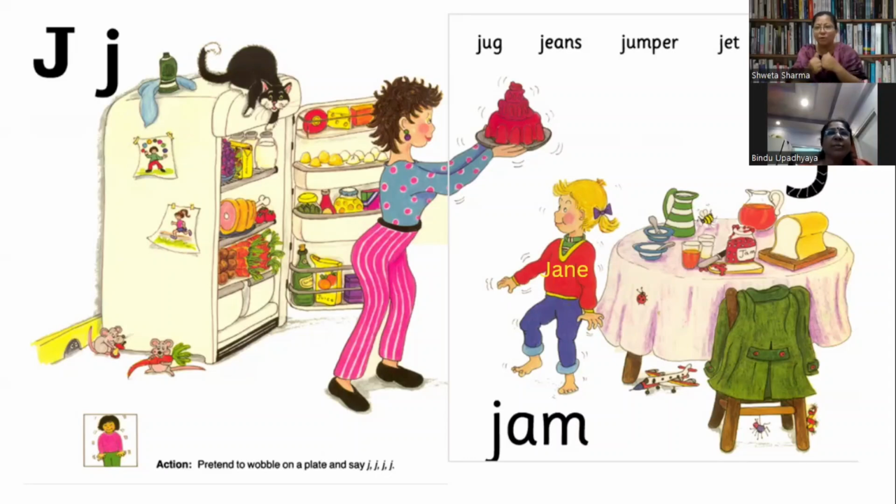Yes, he is juggling balls. So J as in juggler. What else can you see in this picture? Jogging. Yes, the girl is jogging.